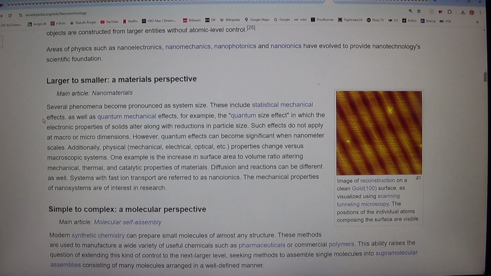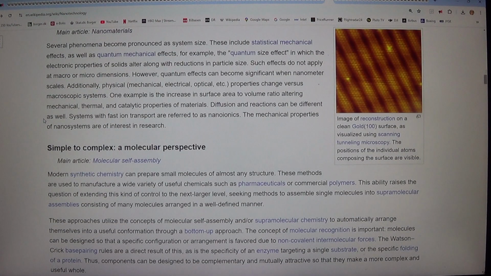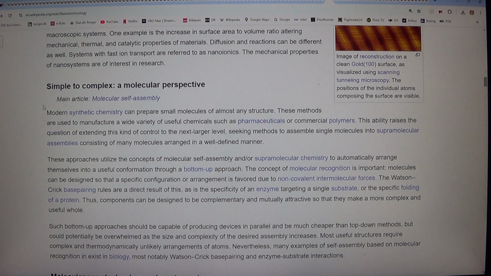One example is the increase in surface area to volume ratio altering mechanical, thermal, and catalytic properties of materials. Diffusion and reactions can be different as well. Systems with fast ion transport are referred to as nanoionics. The mechanical properties of nanosystems are of interest in research. Simple to complex, a molecular perspective.